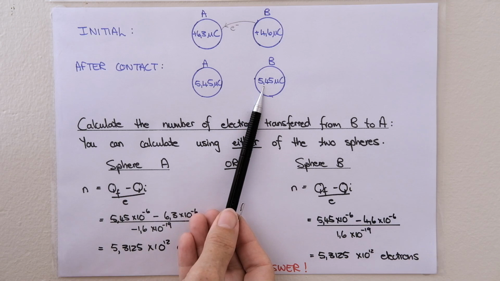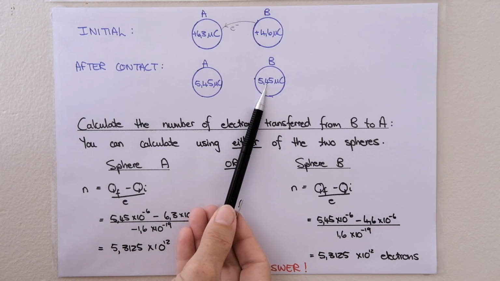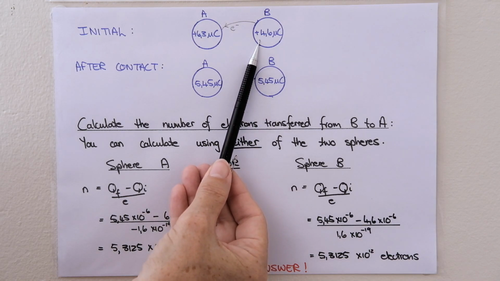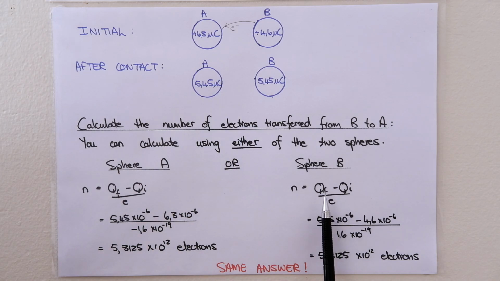Sphere B's final charge is 5.45 microcoulombs and the initial charge is 4.6 microcoulombs. So the final minus the initial, I've substituted them in, divided by the charge on an electron, and I get exactly the same answer for sphere B, the number of electrons removed, as the number of electrons gained by sphere A.